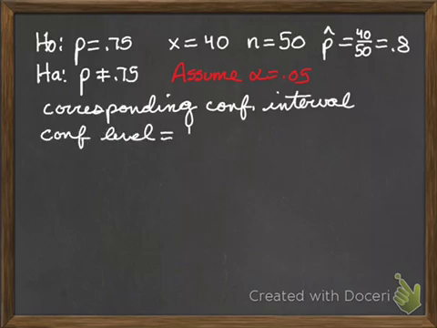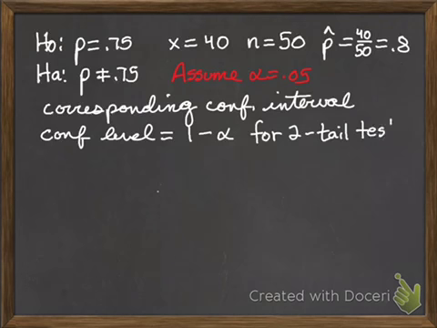So first thing we've got to do is calculate the corresponding confidence level. And if it's a two-tailed test, it's going to be 1 minus alpha. So in this case, 1 minus alpha is 1 minus 0.05, which would be 95%.